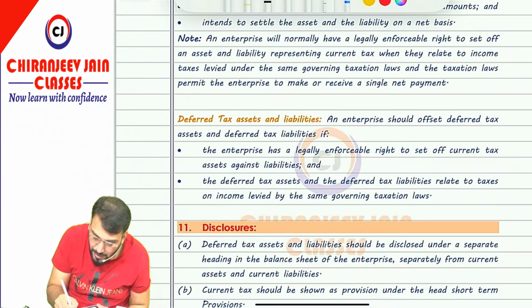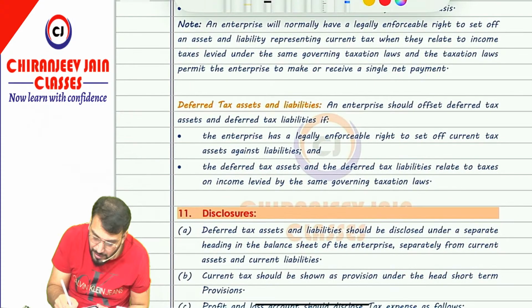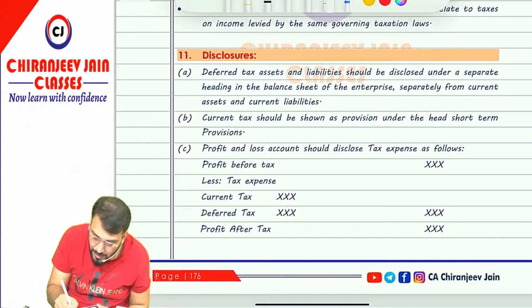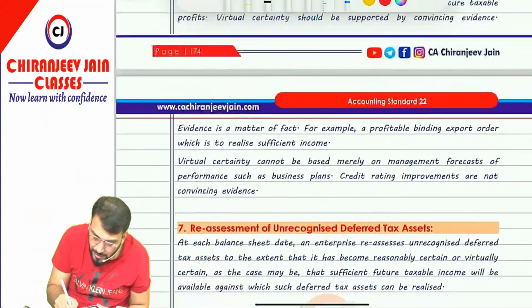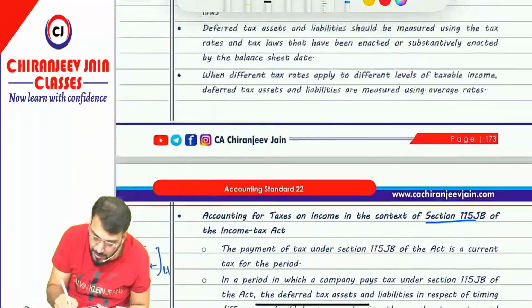Correct. The second point is, can we offset DTA and DTL? Well, yes, if the entity has a legally enforceable right to set off current tax asset with current tax liability, and the deferred tax asset and deferred tax liability both relate to income tax levied by the same governing taxation law. Means both are as per the Indian Income Tax Act. Then we can set off. So if these two conditions are satisfied, then we can set off DTA with DTL. However, not so important from the exam point of view. Disclosure, I hope you have understood. This was the overall point of deferred tax, AS 22.